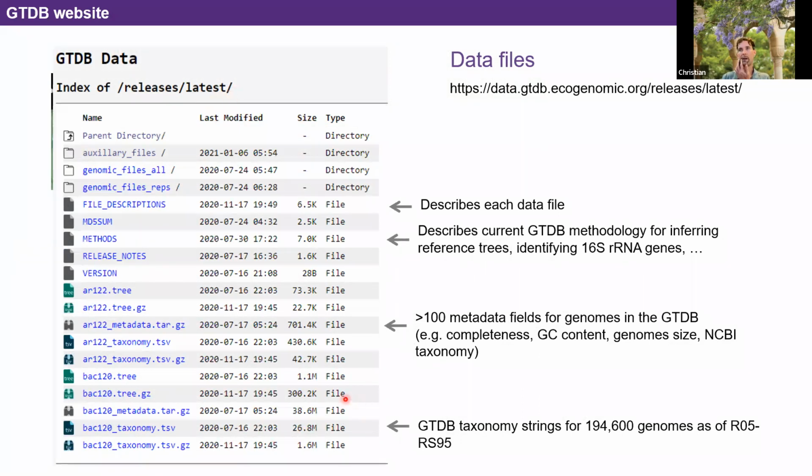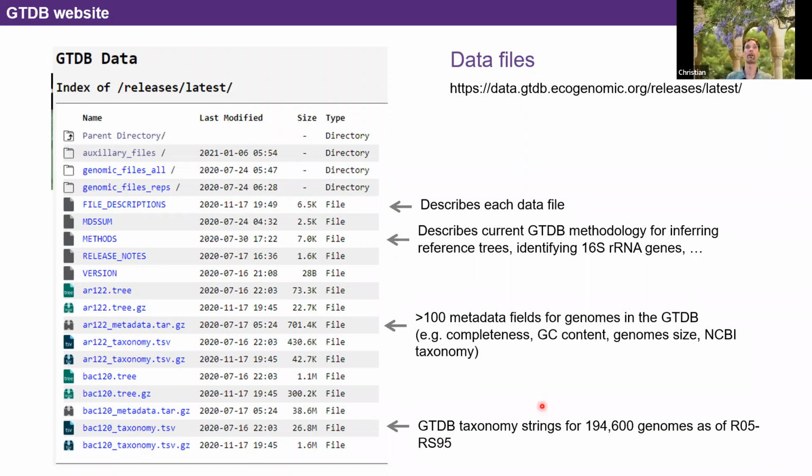I'm not going to go into detail, but if you want information about the files you find there, go to this folder that describes each data file. Then we also have a description of the methods here. And this file here is probably the one you want the most, which has more than 100 metadata fields for the genomes that are in GDP. That includes completeness, contamination, GC content, genome size, NCBI taxonomy, and so forth. So that is a very useful file. The other one is the taxonomy file, which has the ID for each genome and then the full text string associated with it.